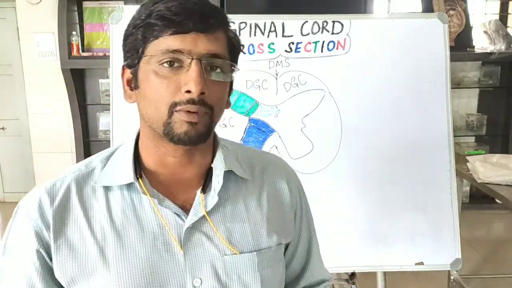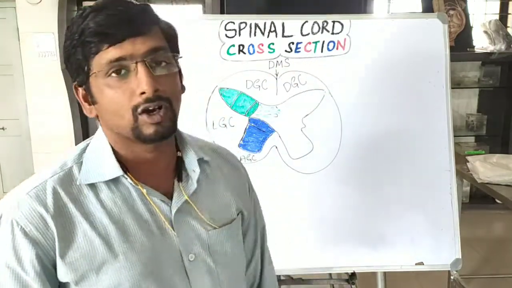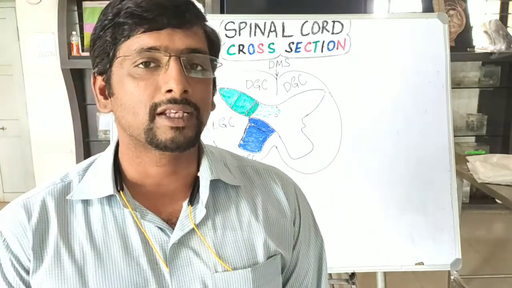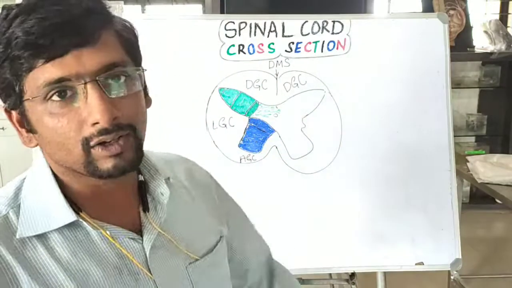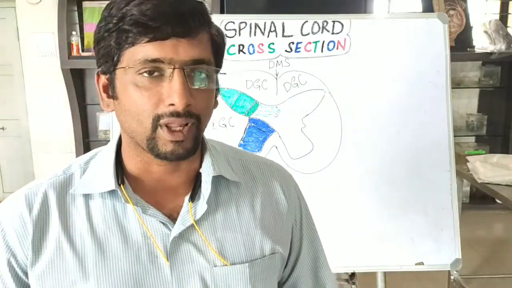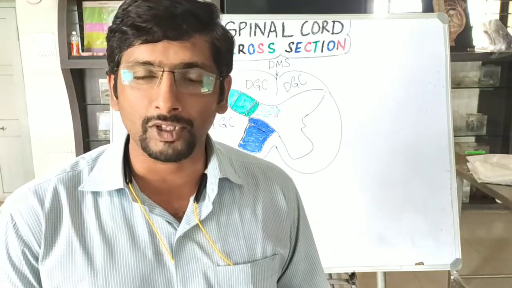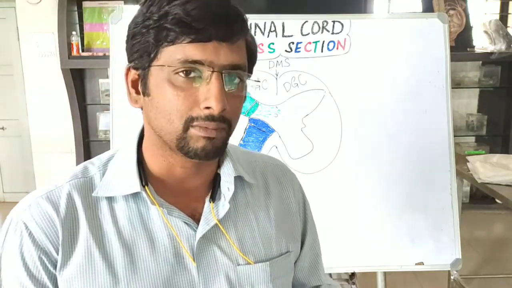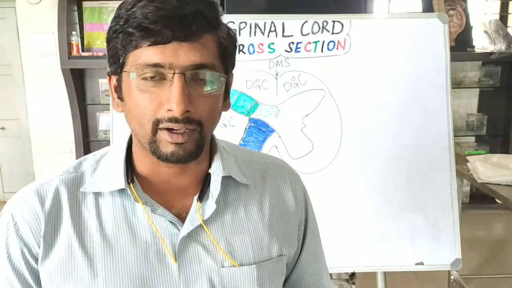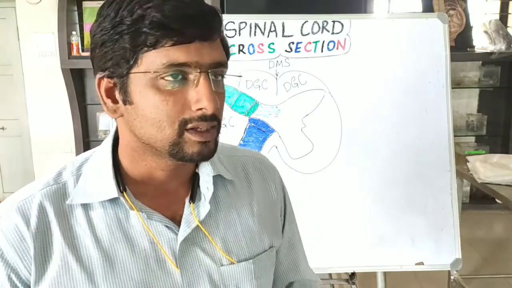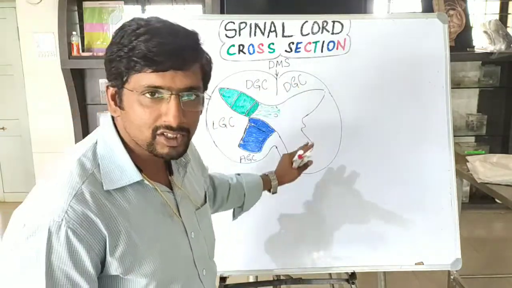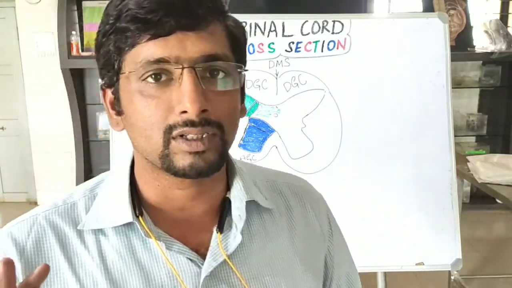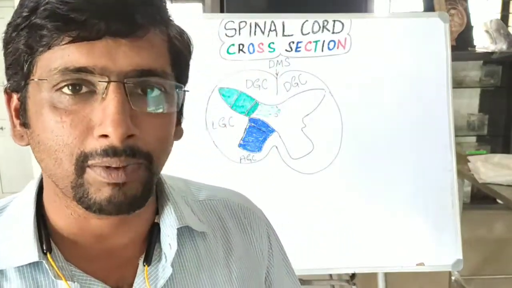Today we are going to discuss the spinal cord cross section. In the spinal cord cross section, we are going to concentrate on the gray column first. Already we have understood the development of the spinal cord, how the gray horn and white matter are going to form. After that we are going to study the cross section. Already we know the parts of the cross section. We are going to study the gray matter of the spinal cord.